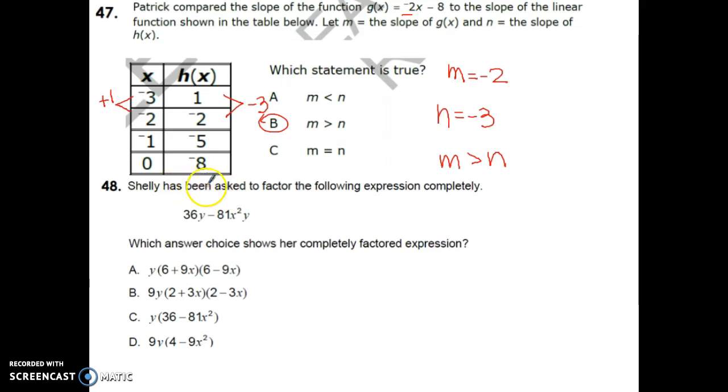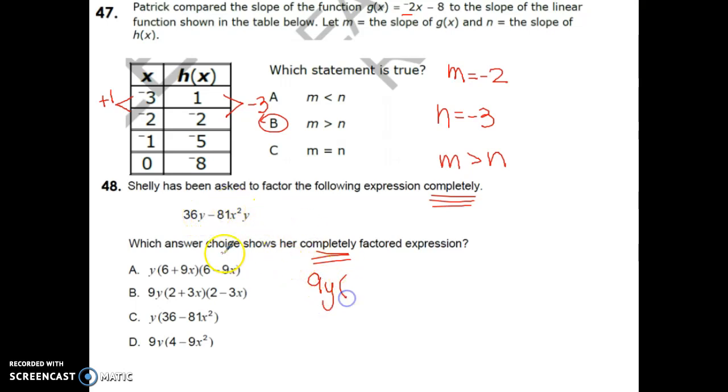Shelley, oh, this is a good one. Shelley has been asked to factor the following expression completely. Which answer choice shows her completely factored expression? Well, this looks like the difference of squares. But before we can do the difference of squares, I see a GCF that we can get out of here. 36 and 81 have 9 in common, so we're going to bring out a 9. And then y and y have a y in common.